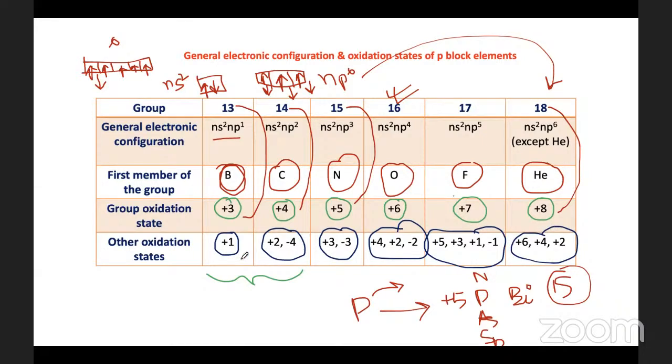So you should note a fact here: the oxidation state will decrease or increase by a multiple of 2 only. Suppose we are talking about group 13, which has an oxidation state of +3. The other oxidation states will be 2x less or 2x more, so either 2x plus or 2x minus, where x is equal to 1, 2, 3, and so on.